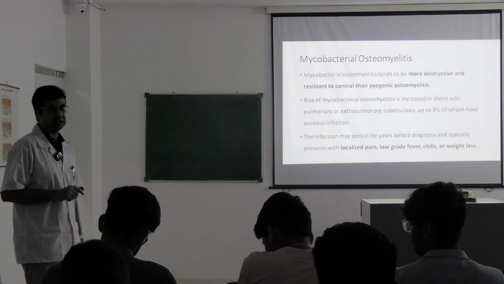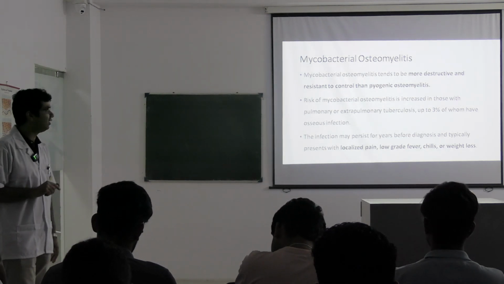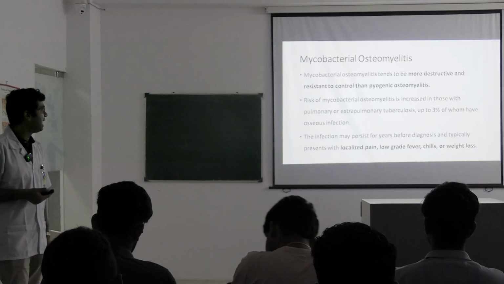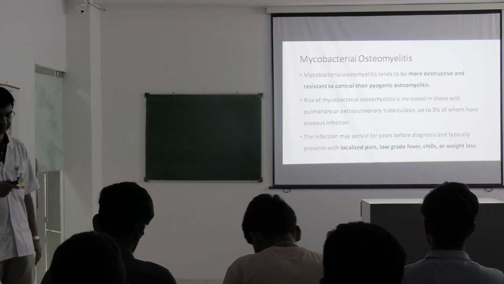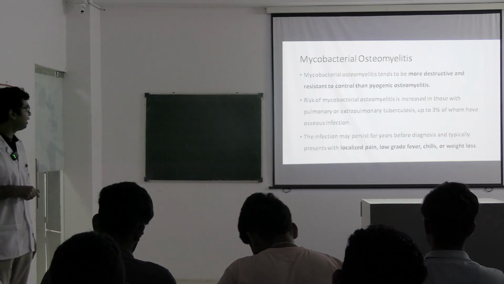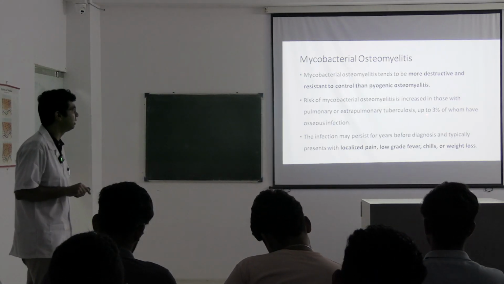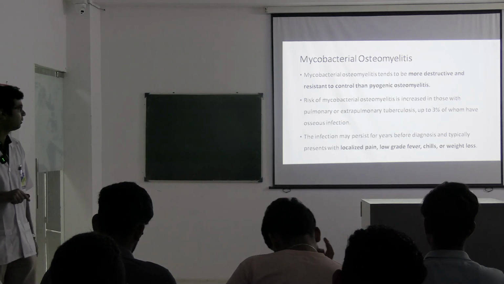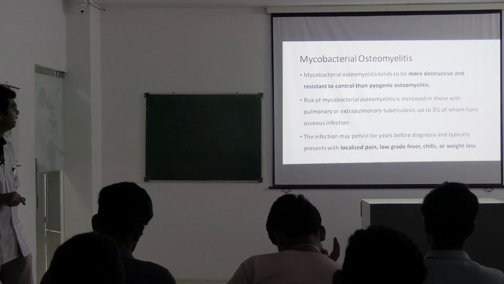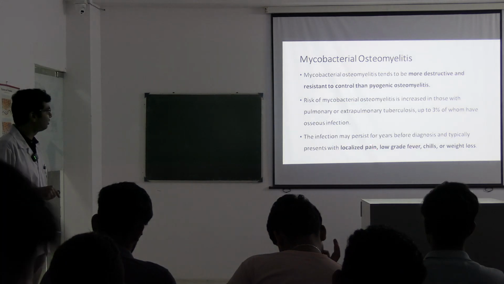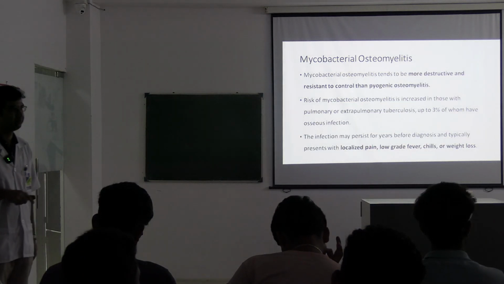Now mycobacterial osteomyelitis. Mycobacterial osteomyelitis tends to be more destructive and resistant to control than pyogenic osteomyelitis. Risk of mycobacterial osteomyelitis increases in those with pulmonary or extrapulmonary tuberculosis, up to 3% of whom have osseous infection. Clinical features: localized pain, low-grade fever, chills, or weight loss.